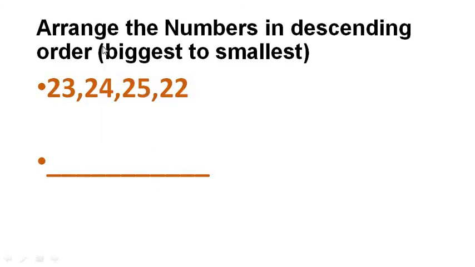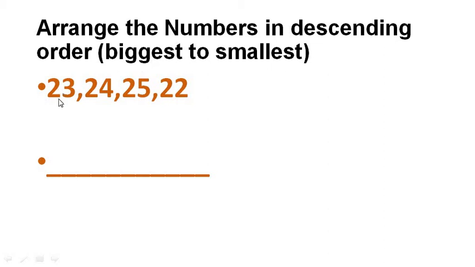Now look, arrange the numbers in descending order. What is the meaning of descending order? Do you remember? I have explained it already. Now I am going to revise it. If I want to arrange the numbers in descending order, I have to start arranging numbers from biggest to smallest. What should I do? I have to start arranging numbers from biggest to smallest.